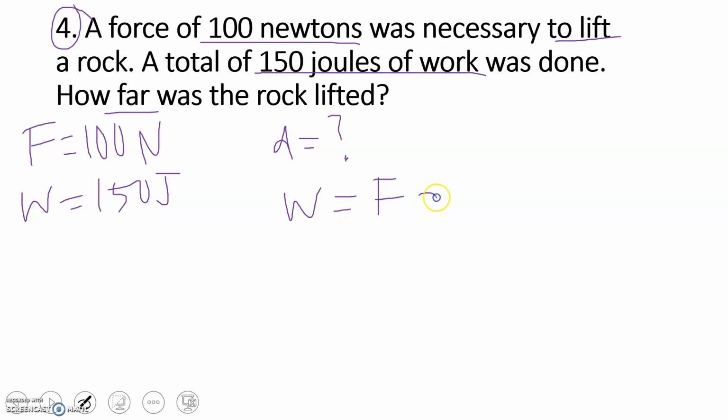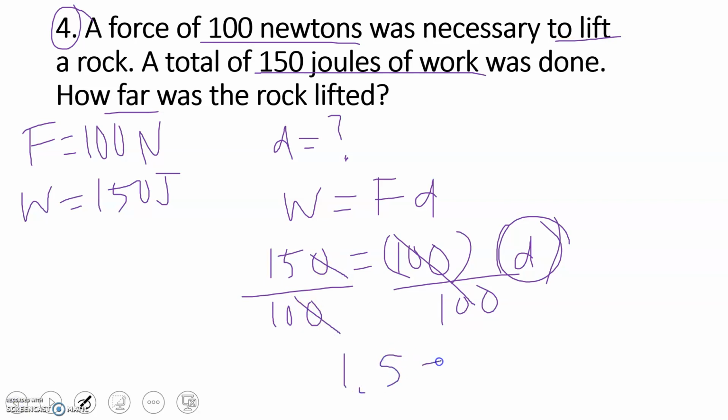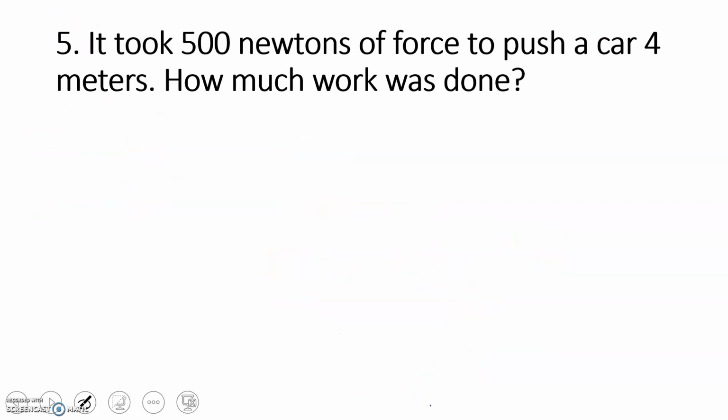Work equals force times displacement or distance. We know the work was 150 equals 100 times d. We need to know what the distance is, so we divide by 100 so that we get d on a side all by itself. What we do on one side, we have to do to the other. So we have 150 divided by 100. The two zeros can cancel out, so essentially we have 15 divided by 10. That gives us 1.5 for our distance, 1.5 meters. That's how far the rock was lifted off the ground.